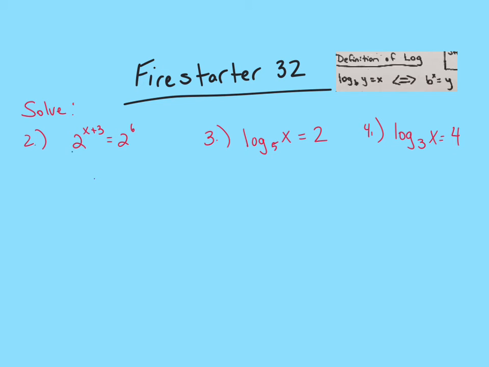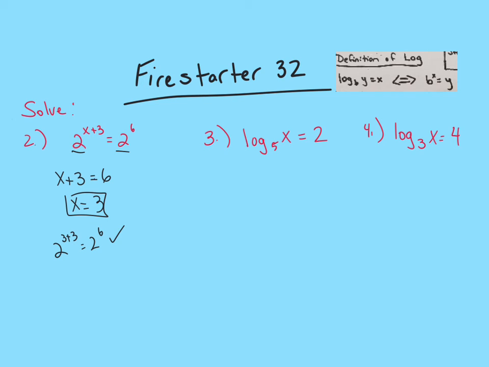Number 2, I noticed that these match, so all I do is say x plus 3 equals 6. Now I'm going to subtract 3 from both sides, so I get x equals 3. You do want to plug that in to make sure it still works. Sometimes weird things happen, especially if I make those equations complicated, but in this case it does work.